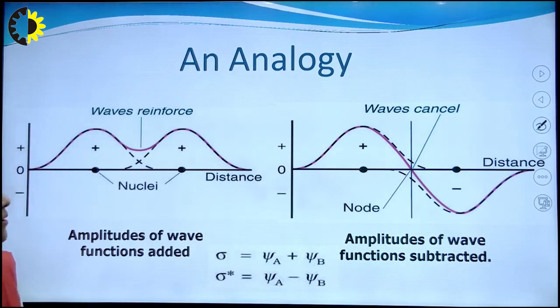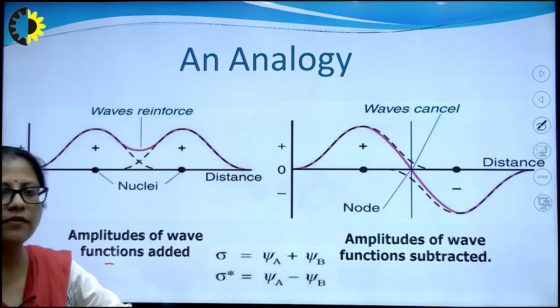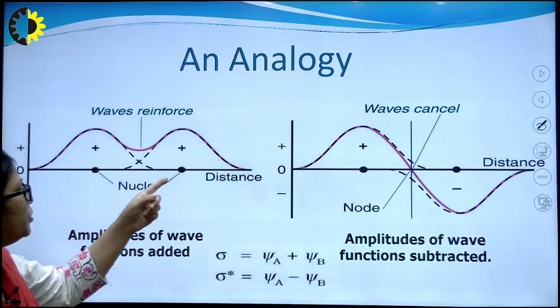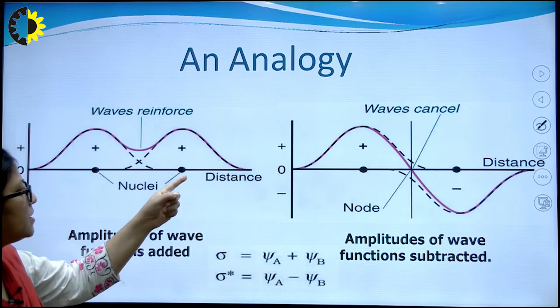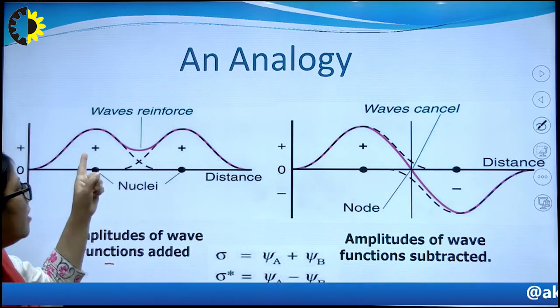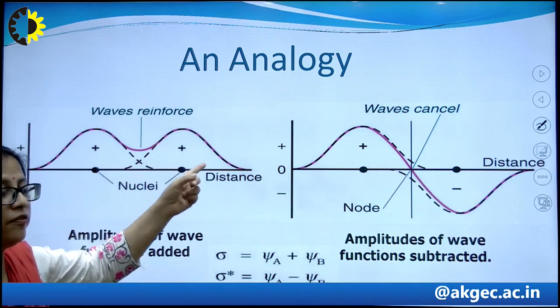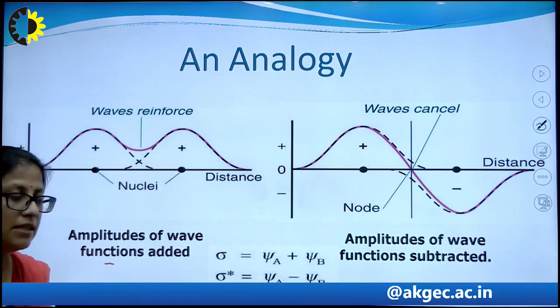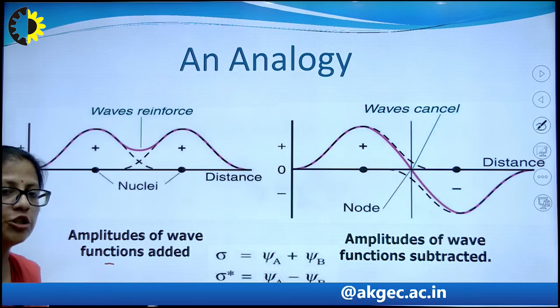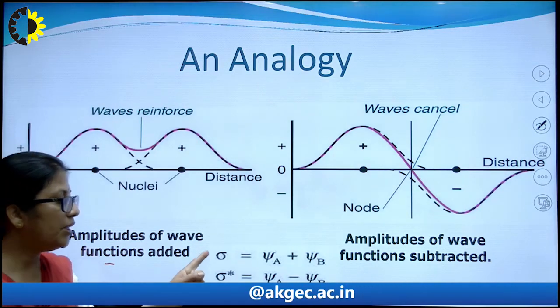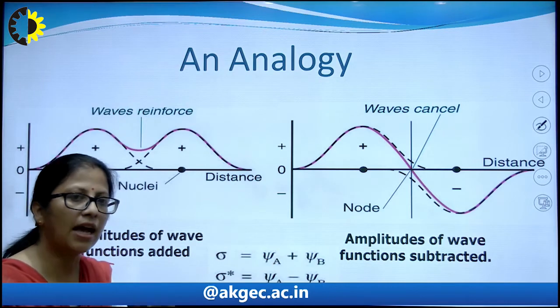Now, here again it is being shown how constructive and destructive interference has taken place. Here are the two atomic nuclei, and this is the distance between the two nuclei. When both are positive, these waves are going to reinforce each other, and hence the amplitudes of the wave function are going to get added. So, the sigma bond will result with the addition of psi A and psi B.